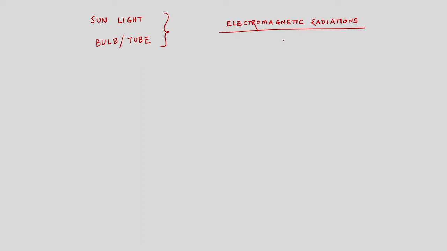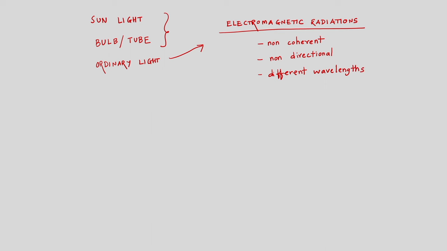But these electromagnetic radiations are non-coherent. They are non-directional. They are scattered, random. And these electromagnetic waves have different wavelengths. It's a mixture of rays with different wavelengths. So, they are serving the purpose. We are getting the illumination. We can see the objects.